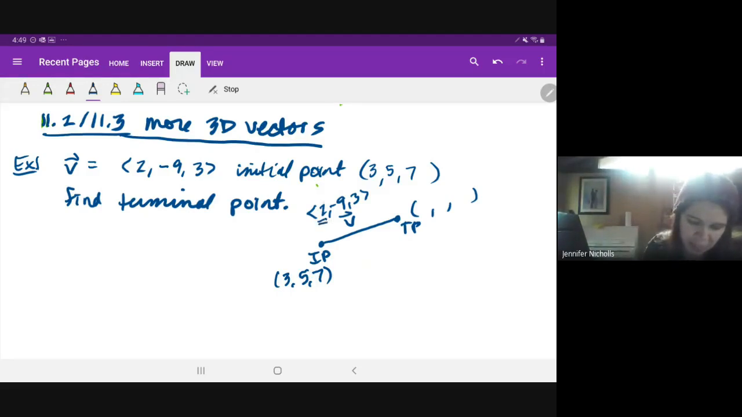Because basically this 2 is like the change in X. So I'm at 3 and I have to change X by 2, so now I'm at 5. And it says change y by subtracting 9, so now I'm at negative 4. And then I was at 7 and I need to change it by 3, and so that'll be 10. What do you think? Does it look like that would be the vector? How do you get from 3 to 5? 2. How do you get from 5 to negative 4? Negative 9. How do I get from 7 to 10? 3. So that's your terminal point.